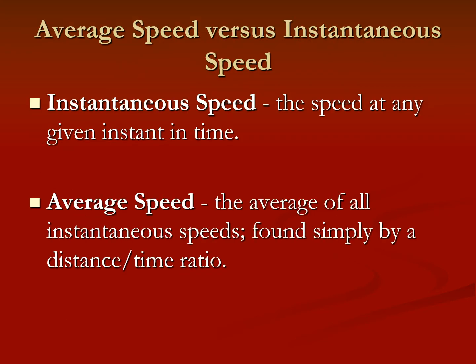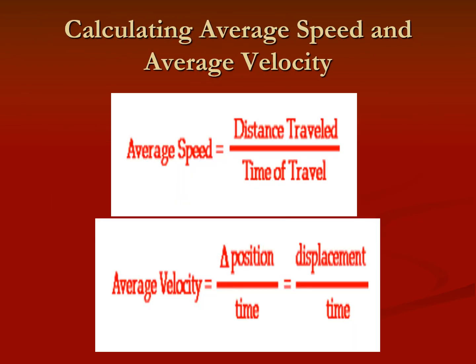So average speed versus instantaneous speed. So instantaneous means at that moment. So if they're asking for instantaneous speed, I just want it at that instant in time. So you might be traveling for an hour, but I just want that instantaneous speed at the 30-minute mark. So that's instantaneous. As opposed to if I wanted the average during that hour trip, I would take the average of your entire distance and your time.